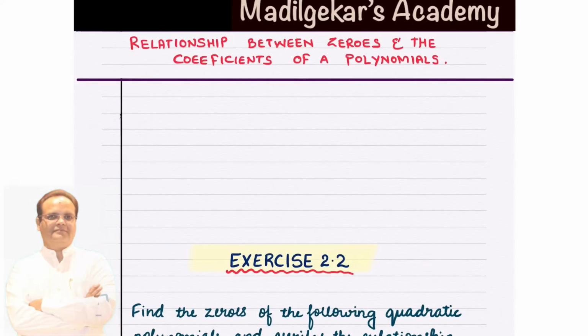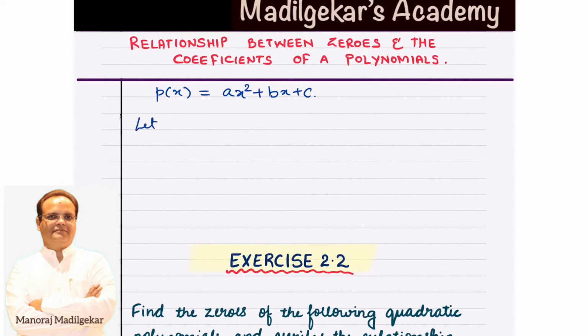Let's start. Second concept of this chapter, relationship between zeros and the coefficients of a polynomial. Consider a polynomial p of x. Let us consider a quadratic polynomial ax square plus bx plus c. a, b, c are the coefficients of p of x.